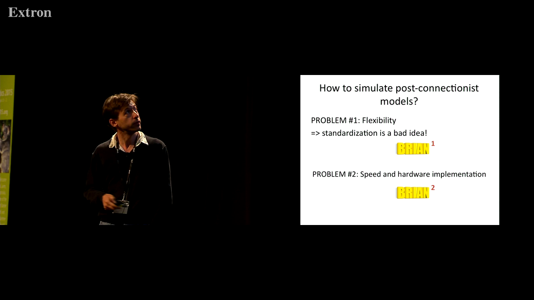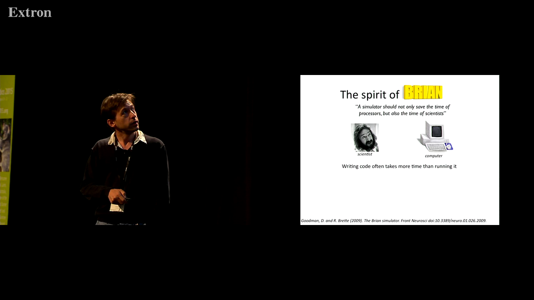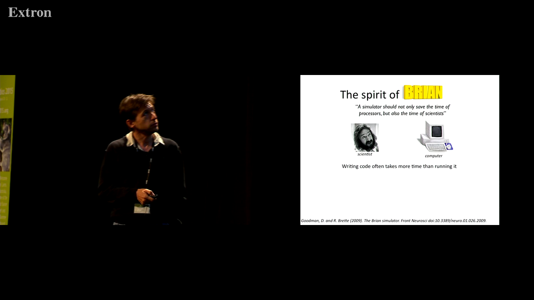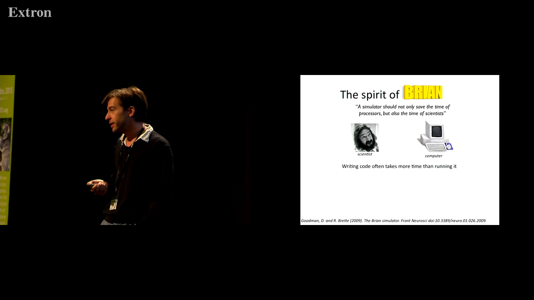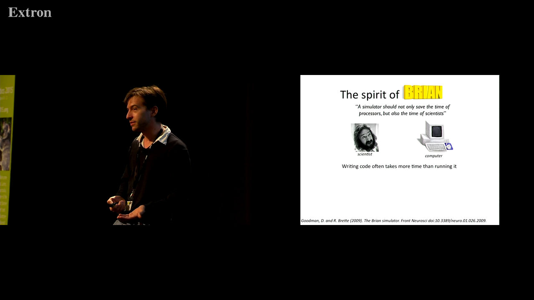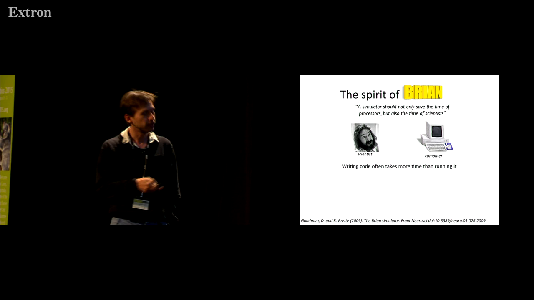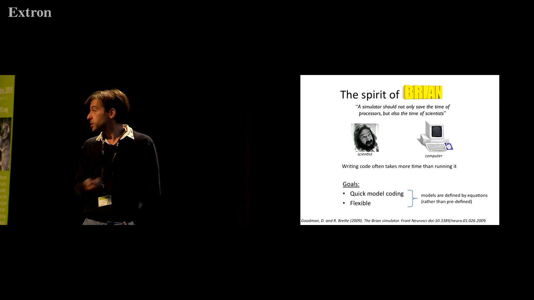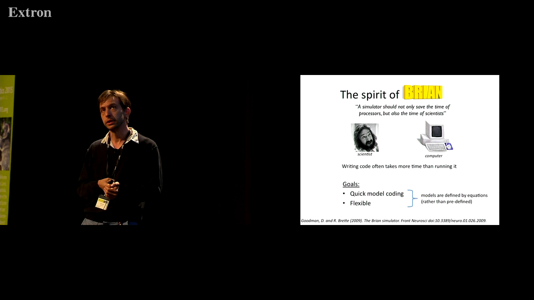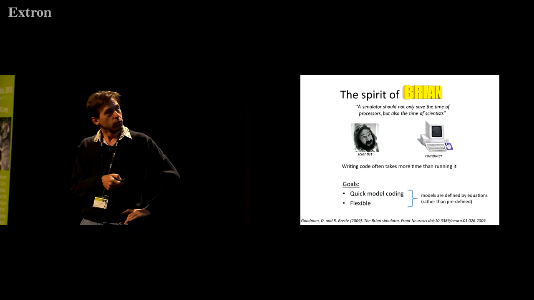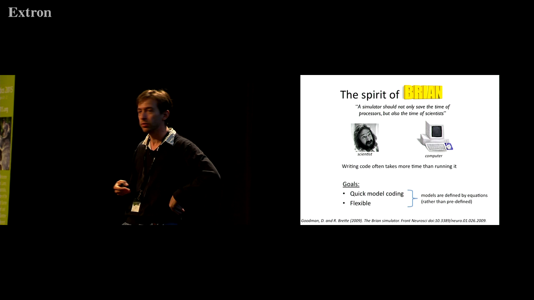So I will first talk about the first problem, that is flexibility. Initially, when we started Brian in about 2008, our focus was on designing a simulator that is simple to use and flexible, that is, that you can use to simulate a model that you hadn't thought of at the time when the simulator was written. The motto of Brian is, the simulator should not only save the time of processors, but also the time of scientists. And so, with this in mind, the design choice that we made is that models, instead of being pre-specified components, as was probably most often the case in simulators at the time, are defined by their mathematical equations, because this is a standard that already exists out there. And I will give you an example.